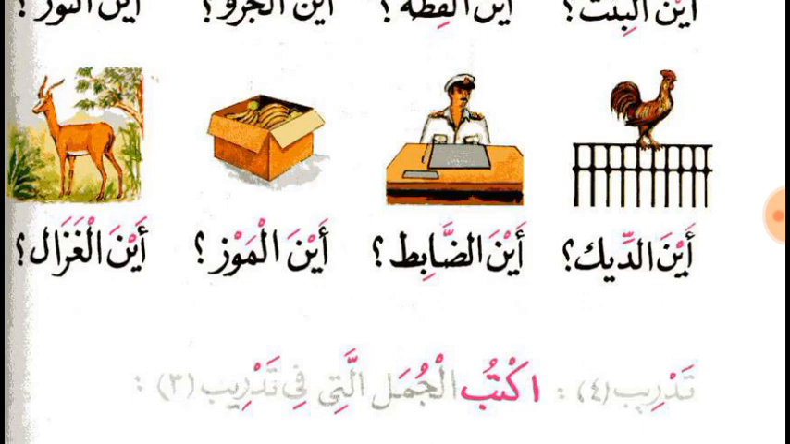أين الديك؟ Where is the rooster? الديك فوق السور. The rooster is on the fence. Is it proper to use ala or fauqa? I think we can use both here. Fauqa and ala, we can use both of these.